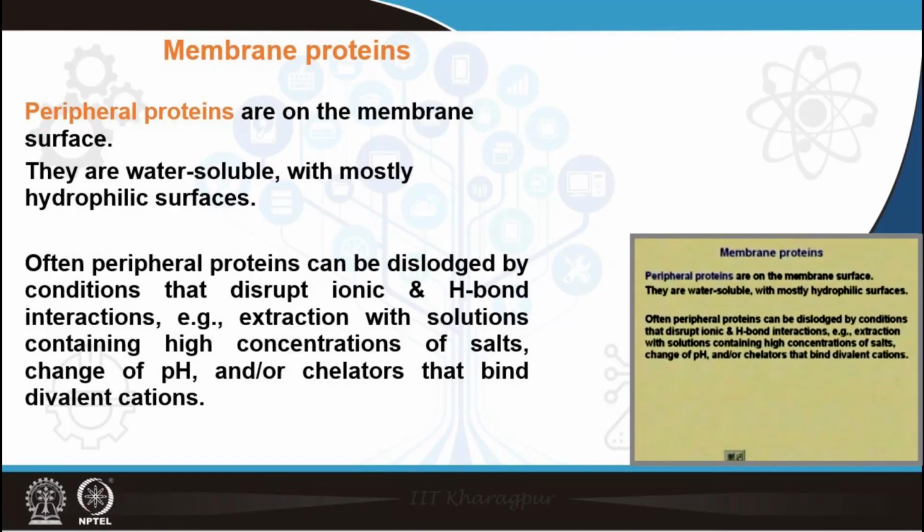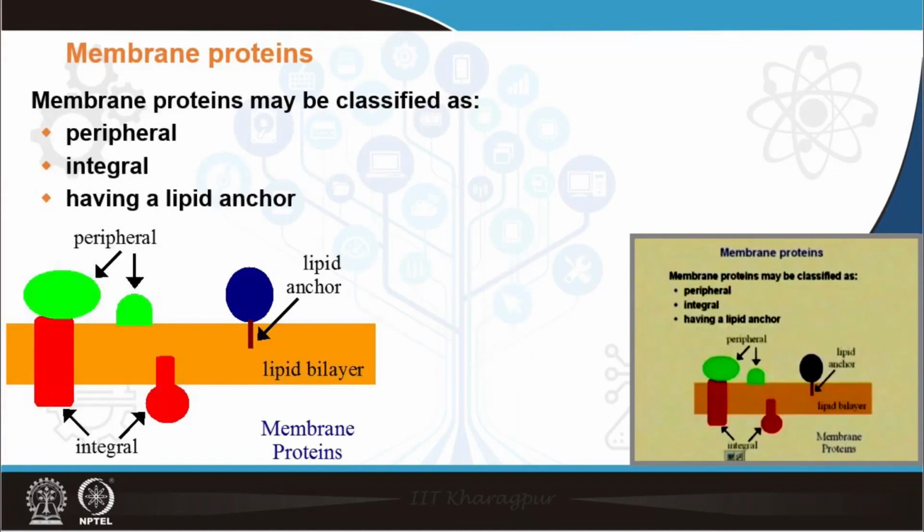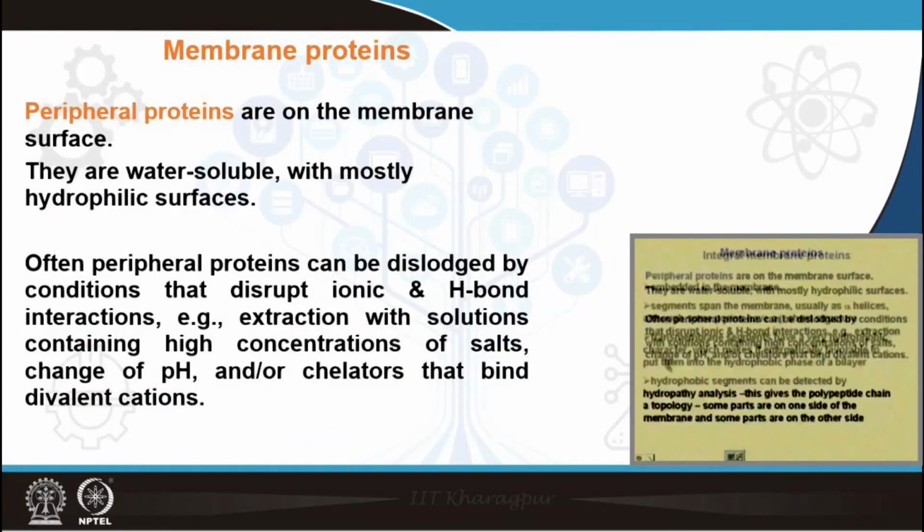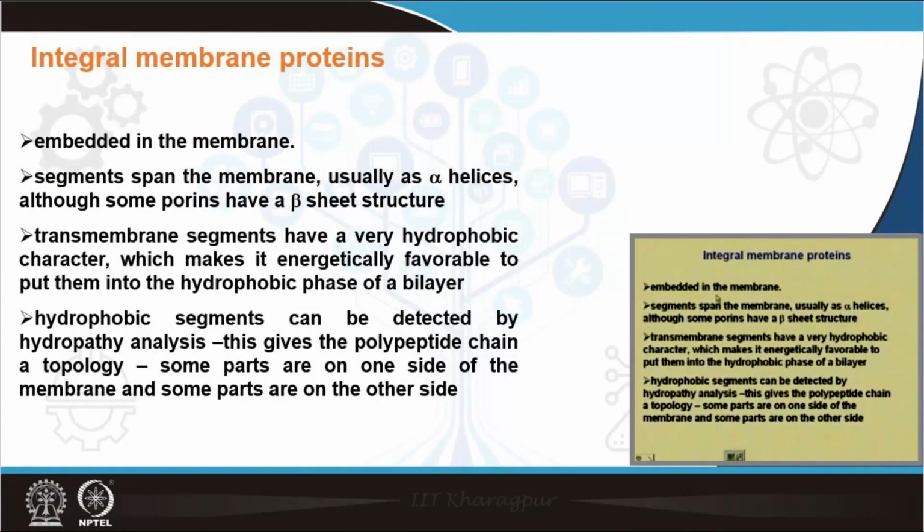But if we look at integral proteins, they are more difficult to dislodge. You understand why? Because they are traversing the membrane. So, what are the properties of the integral proteins? They are embedded in the membrane. The segments that span the membrane are usually alpha helices. Remember, in one of our very earlier classes, we studied what are hydropathy plots, and there we identified transmembrane helices. This is where the transmembrane helices occur in integral membrane proteins. There are some porins that have a beta sheet structure to it.